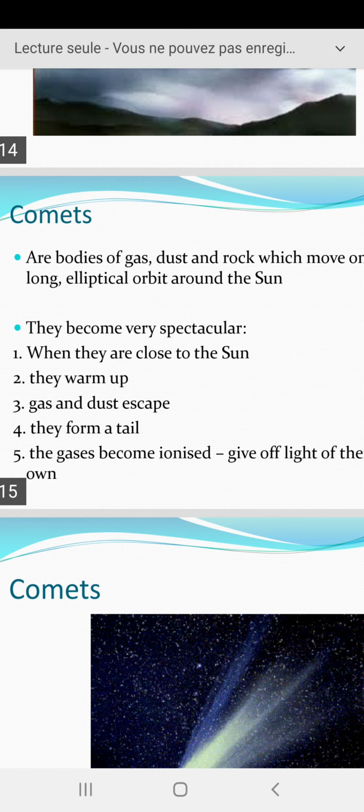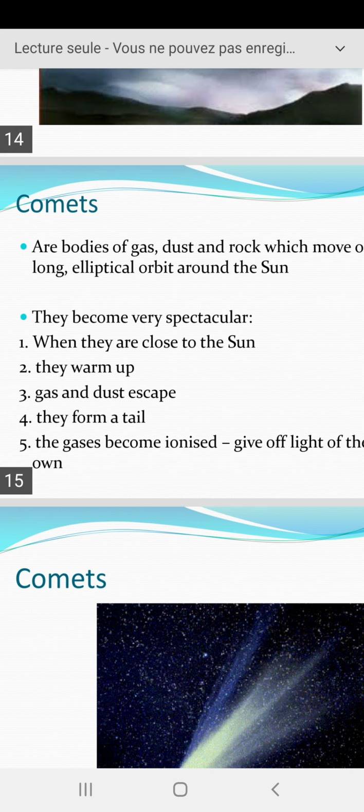When they arrive at the atmosphere of the earth, they warm up, and gas and dust escape, and they form a tail. We see that tail as if it were an animal with a tail. So here they form a tail. The gases become ionized and give off light of their own.